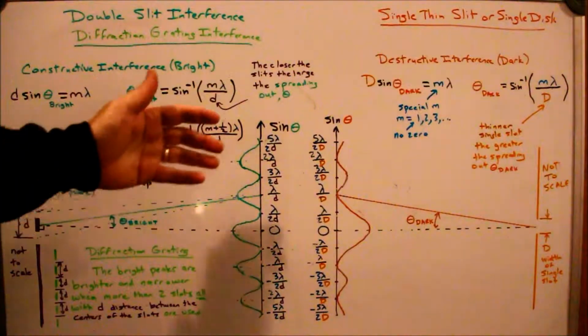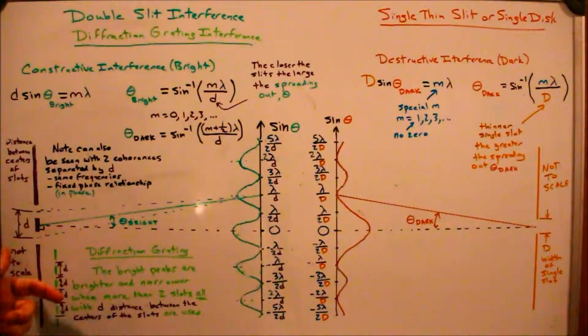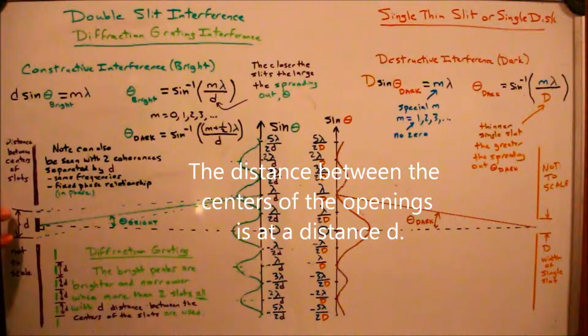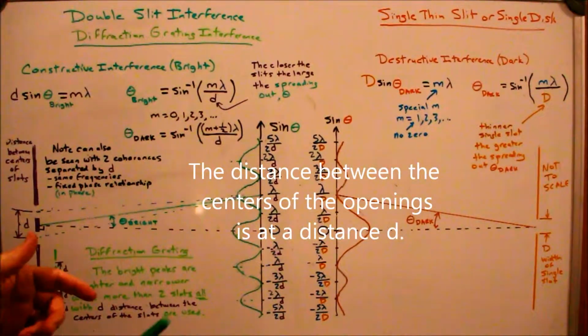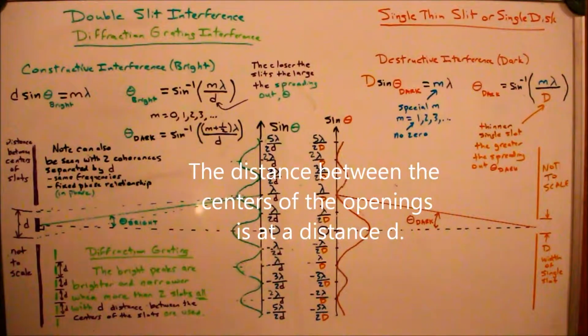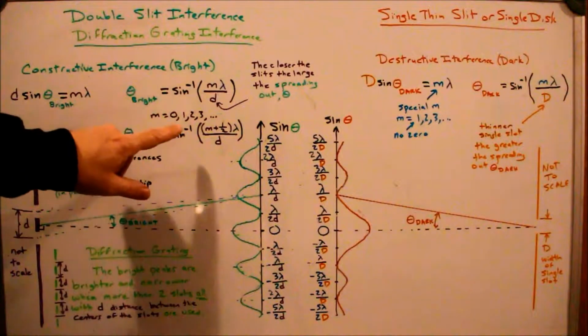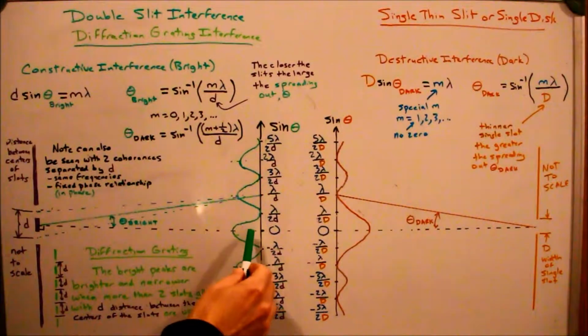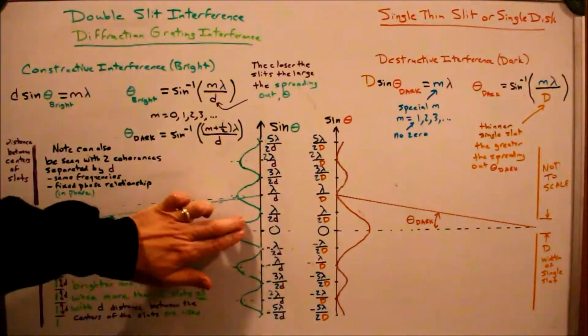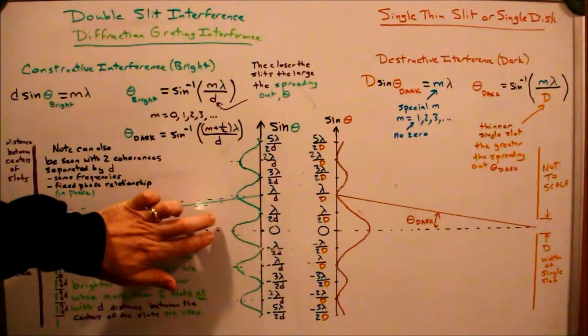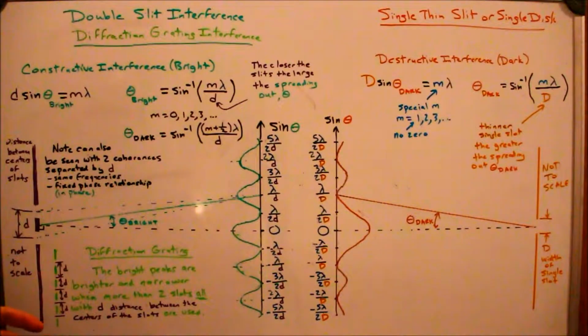Now another way to get a pattern very similar to that would be a diffraction grating. This one has, instead of just 2 openings, lots of openings. Again, these openings are separated by a distance d, and a diffraction grating that has more than 2 slots has a very similar pattern. You use the same equations. It's just that the brighter spots are more concentrated, narrower, and brighter, and so that's what a diffraction grating gives you.